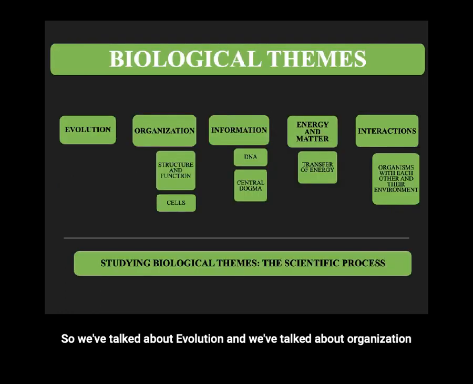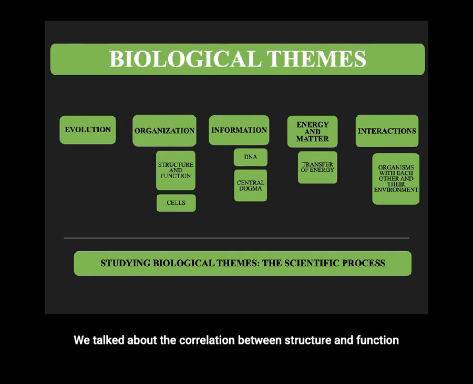So we've talked about evolution and we've talked about organization. And under organization, we talked about the correlation between structure and function. And we also talked about the cell and how it is the smallest unit of life. Now we're going to talk about information. And under information, we're going to talk about DNA and the central dogma.